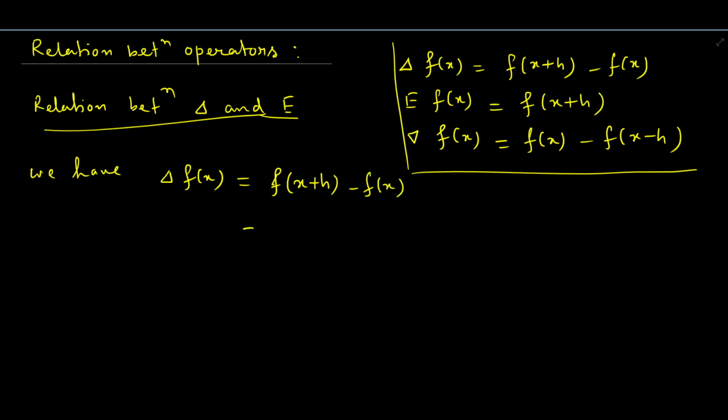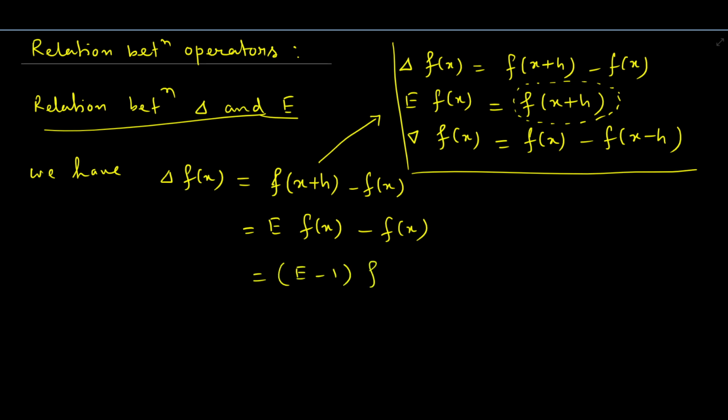Delta f of x. Now see what f of x plus h is. F of x plus h, what can you write? F of x plus h you can write as E f of x. So it is E f of x minus f of x. Now you can take f of x common: (E minus 1) f of x. Our left side is delta f of x. If you observe the left side and right side carefully, here f of x is any arbitrary function.